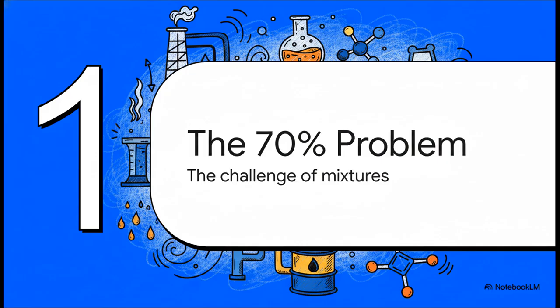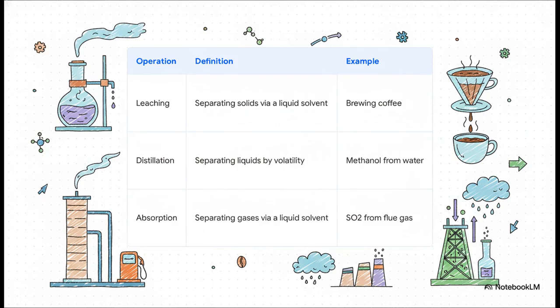Almost every single commercial process you can imagine, from brewing your morning coffee to refining the fuel that gets a jet in the air, involves separating stuff. And separation isn't just one single thing, right? There are tons of ways to do it. That coffee you made this morning, that's a process called leaching. Cleaning up factory emissions, that often uses absorption. But getting valuable chemicals like methanol out of water, that requires distillation. And that's going to be our main focus today.